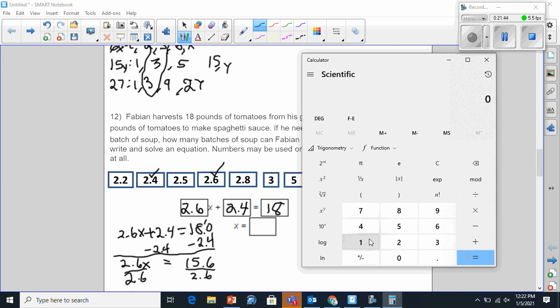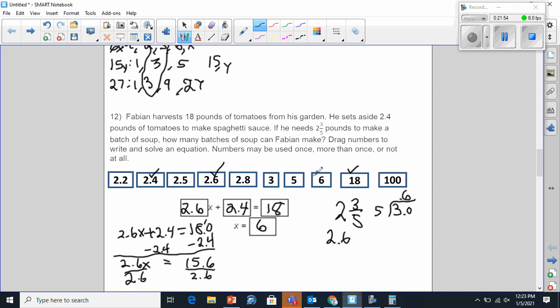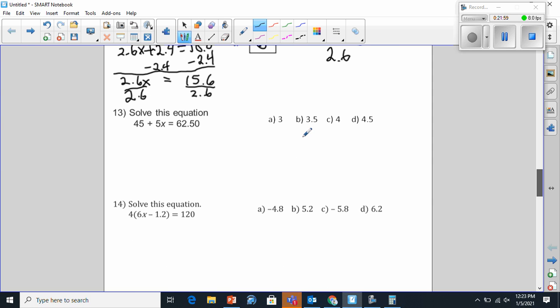When I do this, I've got 15.6 divided by 2.6. That's going to give me 6. So my answer must be 6. And that completes number 12. Number 13 is a little easier.